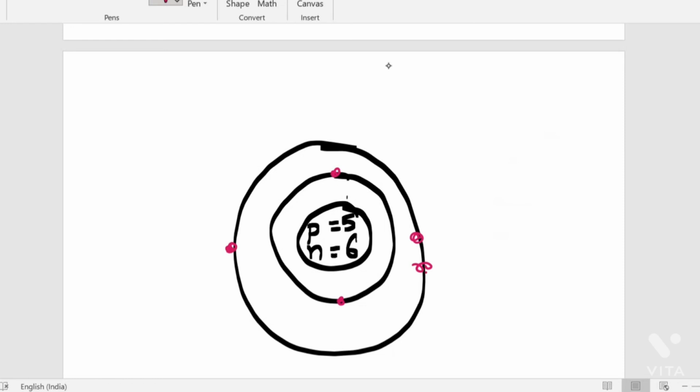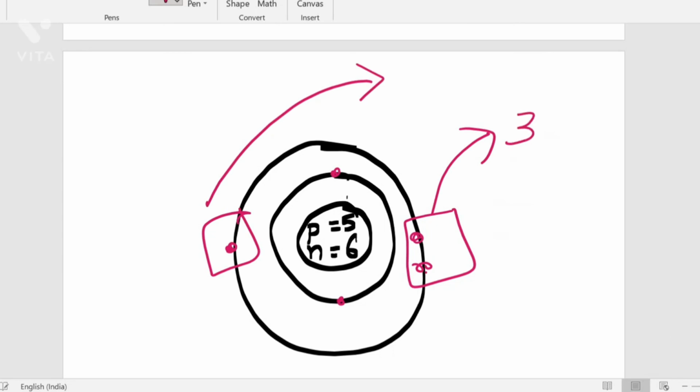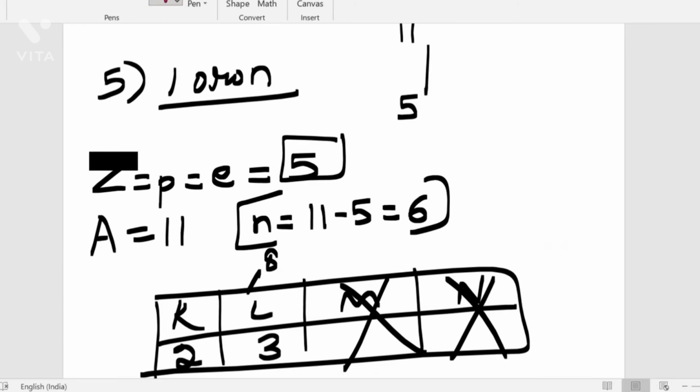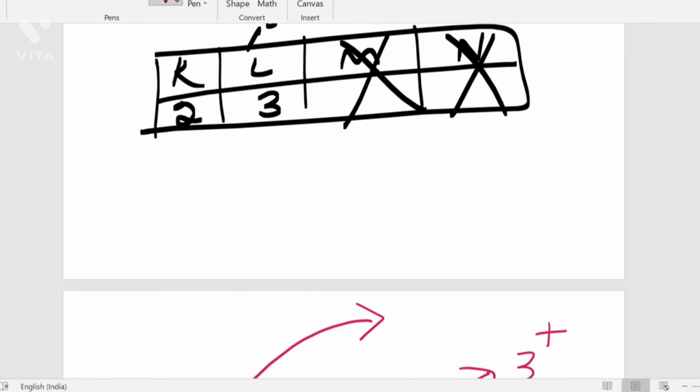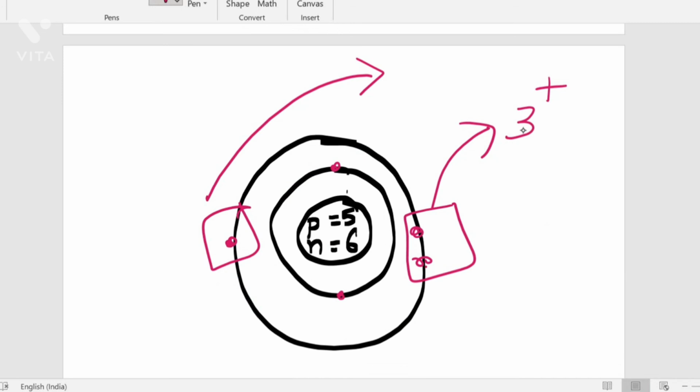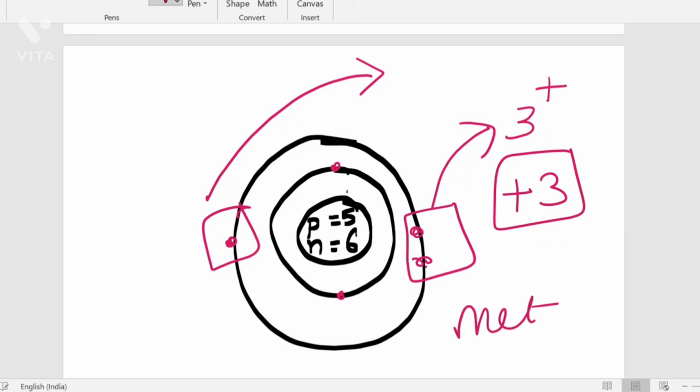Okay, so now it has got 2 plus 1, 3 are there. So what is the valency of this boron? So here these 3 are going to be donated. So what is the charge here? 3 plus. So before boron, what was the charge here? +2, here +3. Okay, so here the charge is +3 as it is donating 3 electrons. So it is also a type of metal.